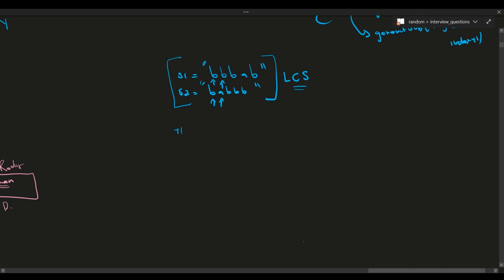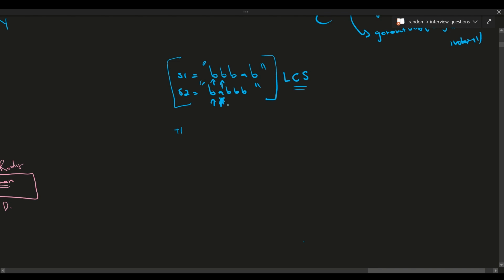So you have B and A. So these are not the same, right? But because of the definition of subsequence, you can skip any of the characters, right? You can skip any of the characters. So what will happen here is that we can say, okay, you know what? We can make a decision that we're gonna skip this guy here.